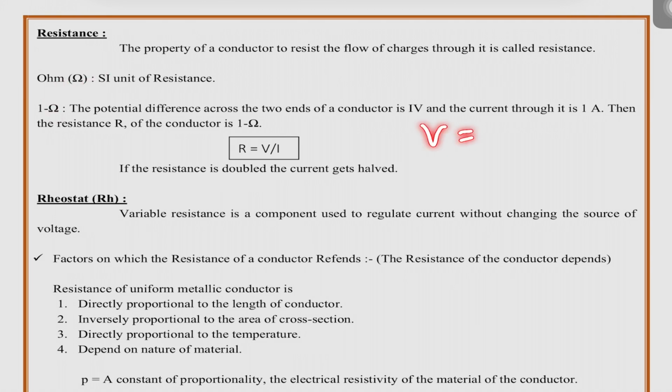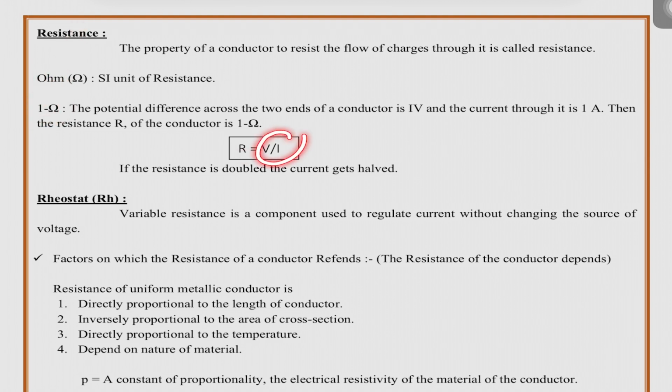We know that V is equal to I into R. Keeping R here, if I take I to the other side, it becomes V divided by I. So when will R be 1? When both the numerator and the denominator are 1. That is, the potential difference across two ends of a conductor is 1 volt when the current through it is 1 ampere. When do we say the resistance of a conductor is 1 ohm?